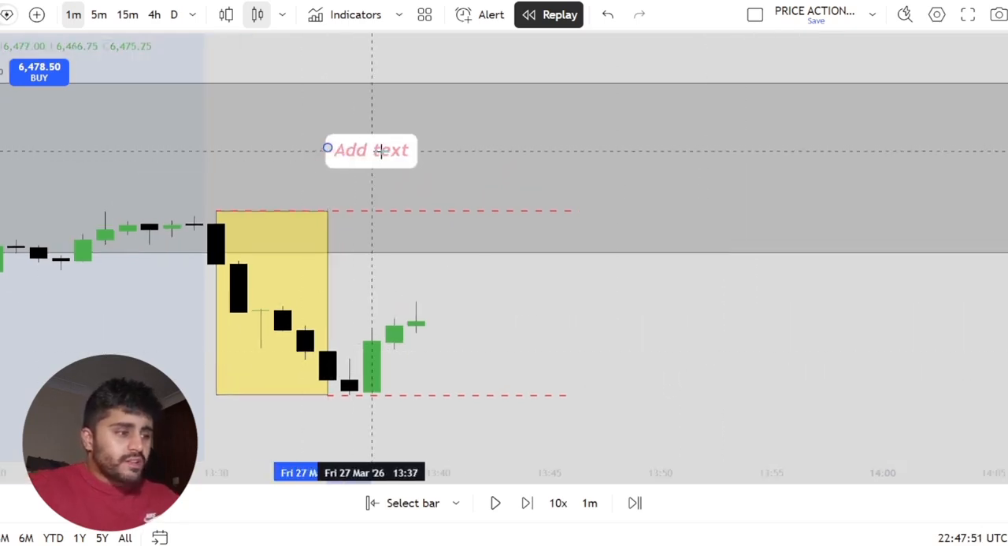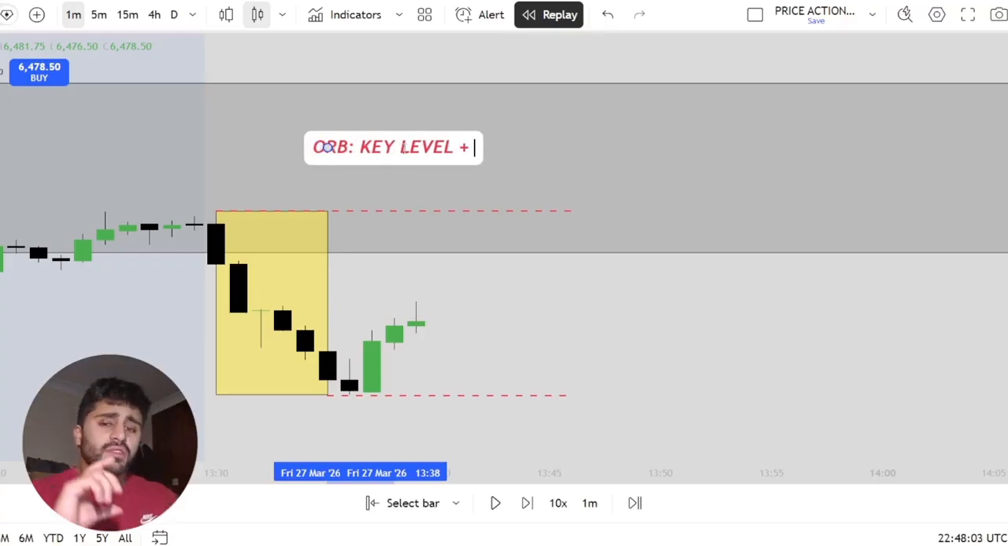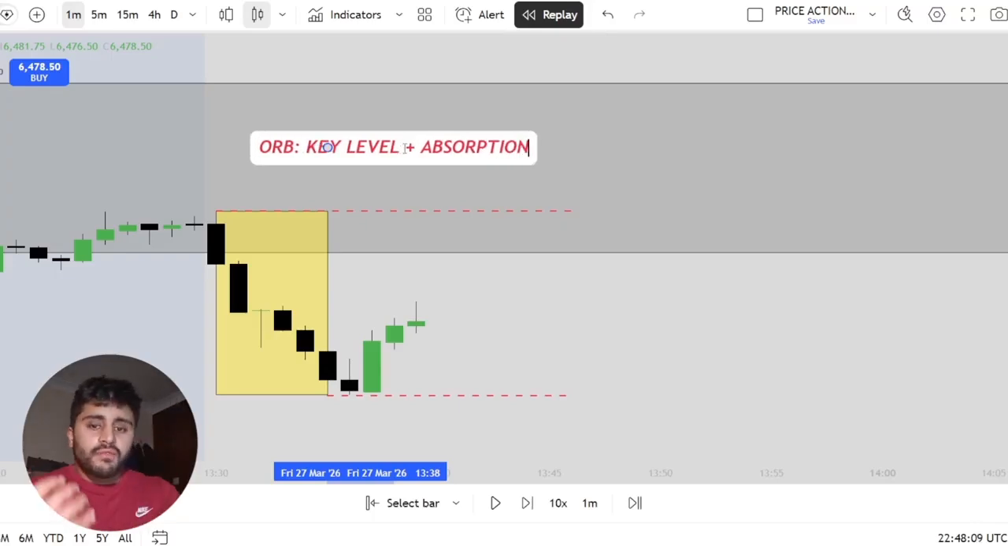So when you're trading the opening range breakout, the way to do it successfully is you want to identify where your key level is, which I've explained in this video. You want to identify where your key level is, and you want to time it with a valid absorption. So that's going to be absorption. Right, you want to time it with a valid absorption.